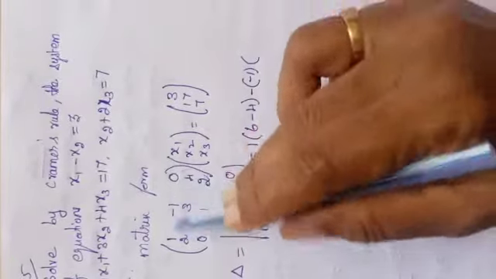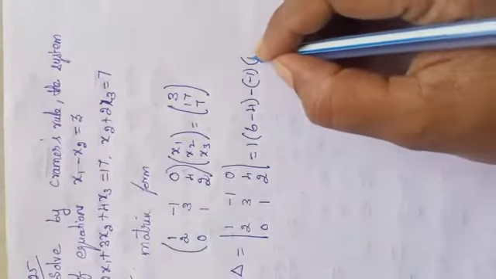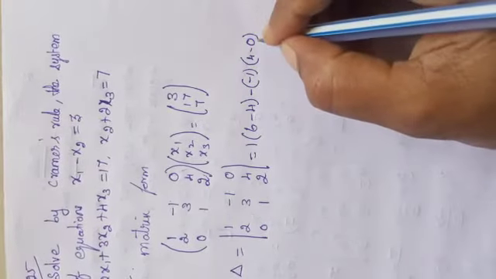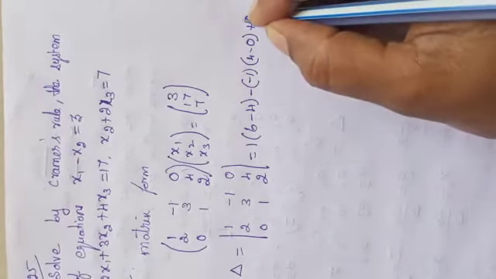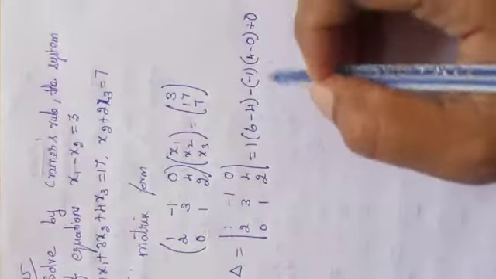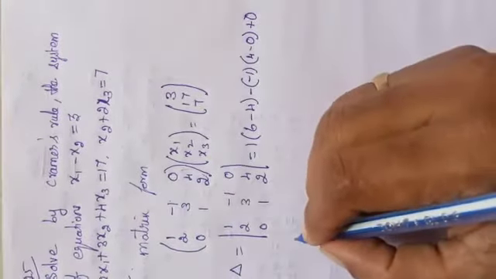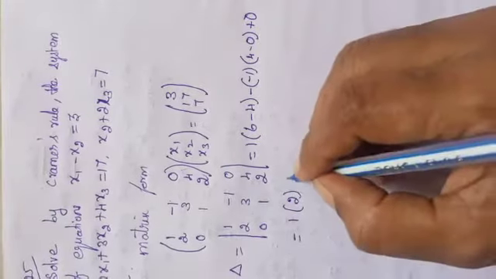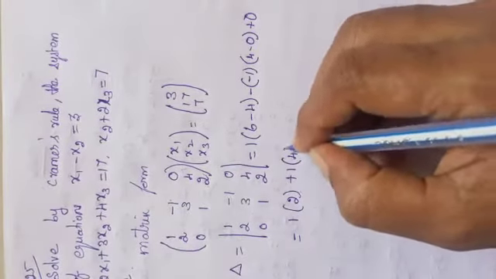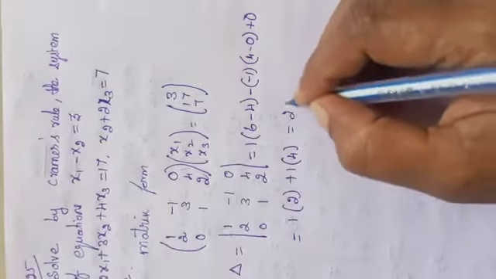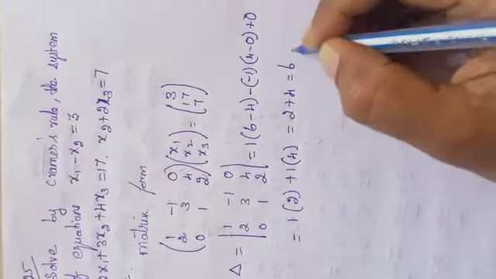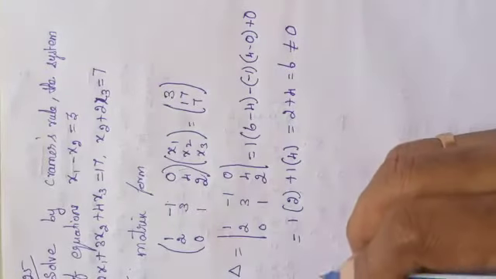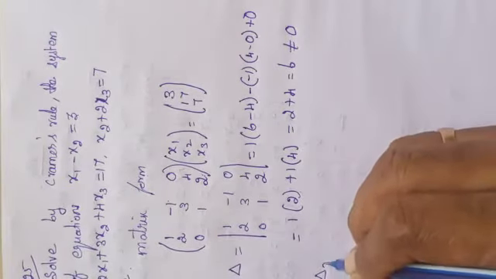Minus 1 into, leaving the row and column, 2 into 2 is 4, minus 0 into 4 is 0. Then plus 0, isn't it? Third value, 0 into any number is 0. So we can't leave it. Which is equal to 1 into 6 minus 4 is 2. Minus into minus plus 1 into 4 minus 0 is 4. So 2 plus 4 which is equal to 6. This is not equal to 0. So we will get a solution, isn't it?